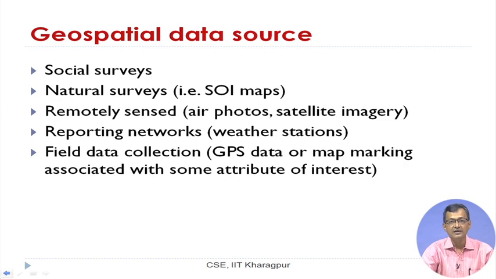sensor data, like remotely sensed data such as air photos, photographs taken from the air, or satellite images, even reports by weather stations, data collected by GPS and map marking associated with some attribute of interest. There can be pollution sensors across places which give data with locations. There can be air quality control, pollution sensors, temperature sensors, another type of atmospheric sensors which give data. So these are different sources of data.